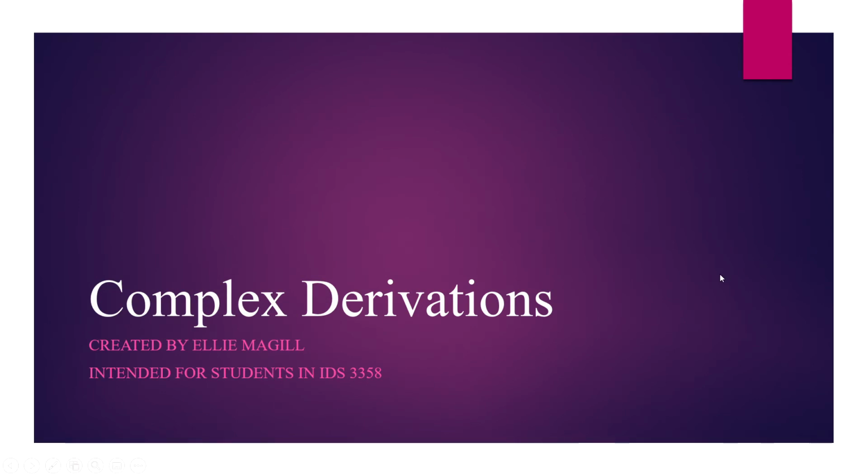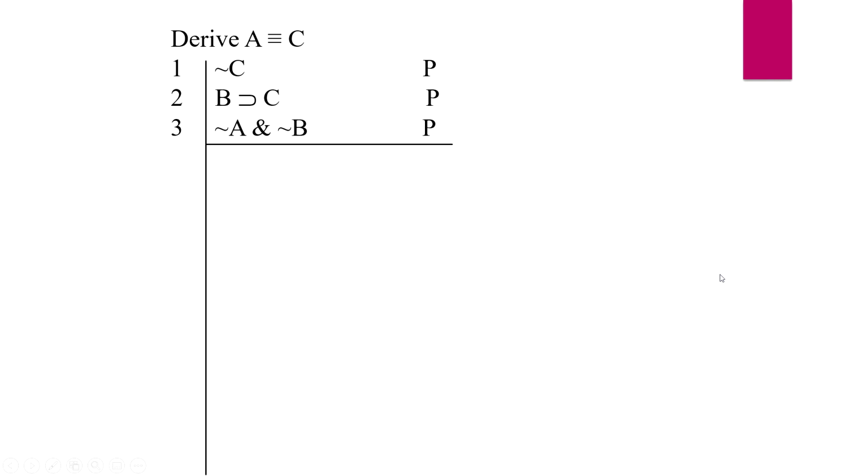So here's our first problem. We need to derive A if and only if C from these three premises. Since the sentence we're trying to get is a biconditional, the strategy I would recommend is biconditional introduction. The first step in biconditional introduction is to assume A and prove C. Now we need to use the three premises and A to somehow prove C.